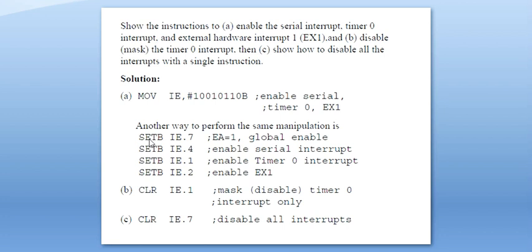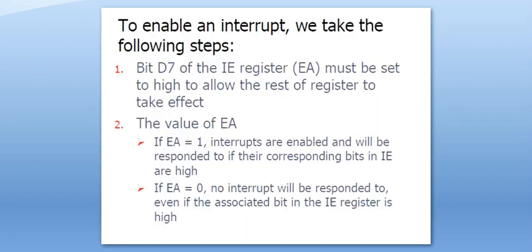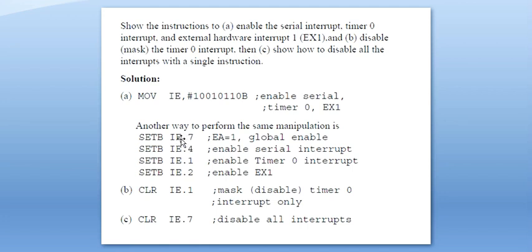So first thing we need to do is send this kind of value, or another way, you can use the SETB instruction, right? So SETB IE.7. IE.7 in the sense we know is this bit, the first bit. If this bit is high, we can operate all these other bits, right? So this one bit has to be made high, then as given, the serial interrupt has to be made high, timer 0 has to be enabled, then the external hardware interrupt has to be enabled. So these things are done.